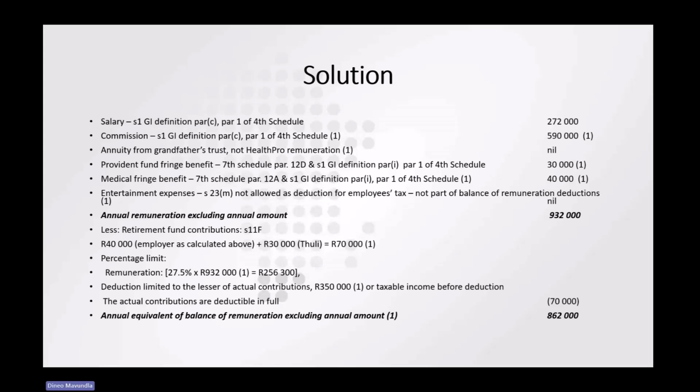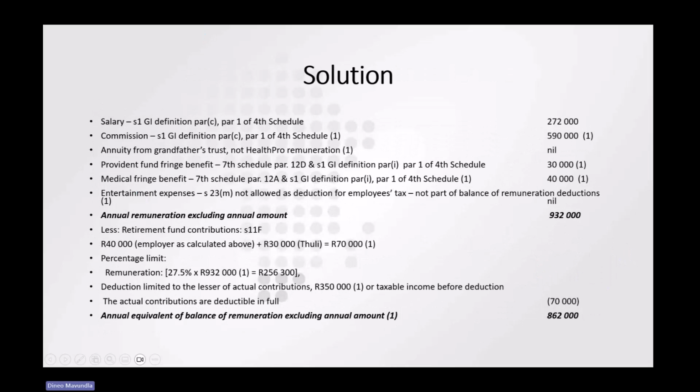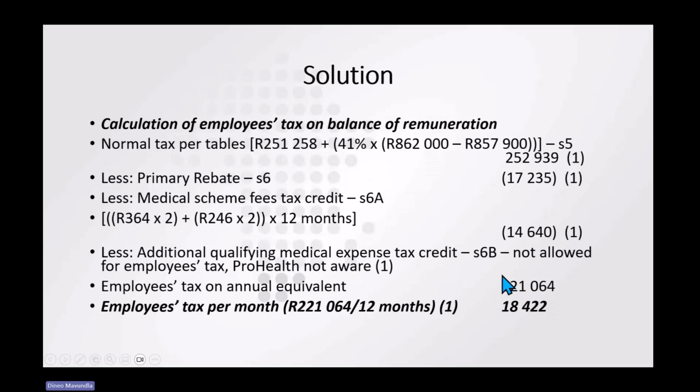Okay, cool. So now we've worked out our annual equivalent on the balance of remuneration excluding our annual amount. Now we need to go and do the calculation for the annual amount. So in most instances, this is where we would, oh no, we need to do the tax calculation. That's why it didn't make sense now. We need to do the tax calculation. This is our annual equivalent for the year, for the normal amounts that we get. Now let's go do the tax calculation.